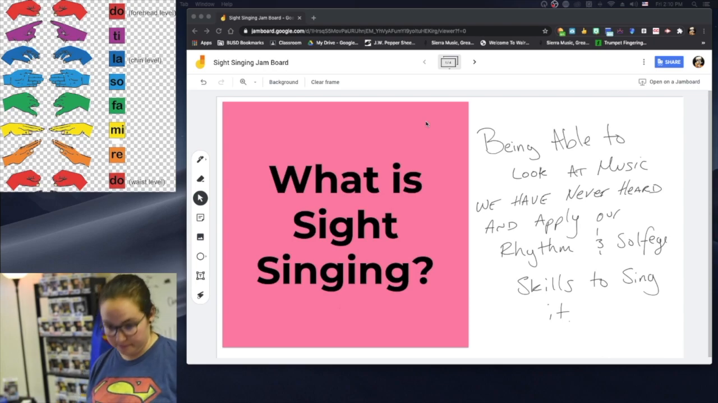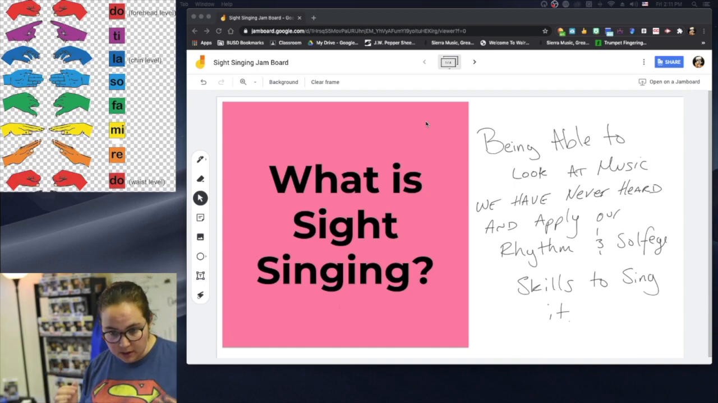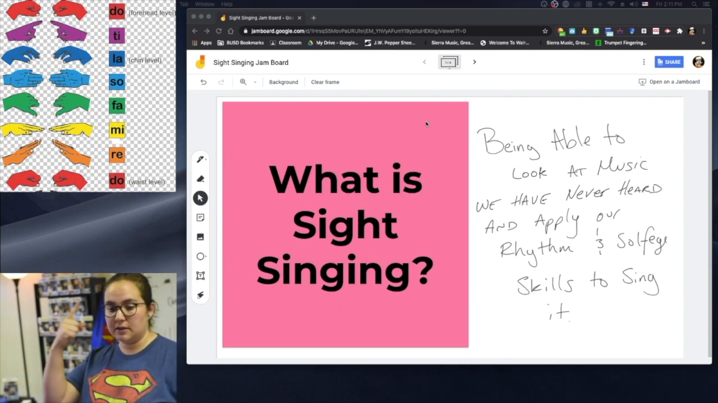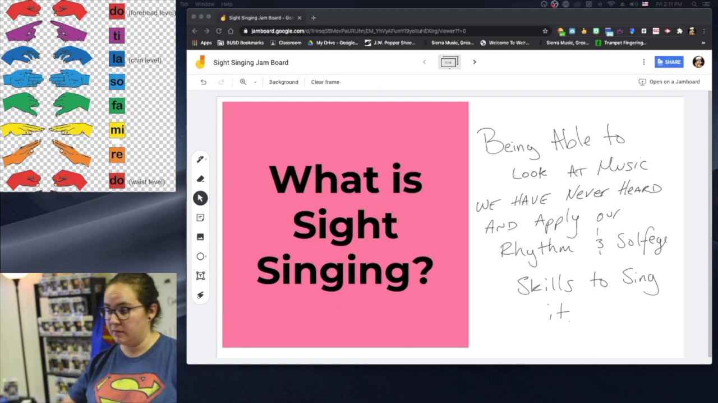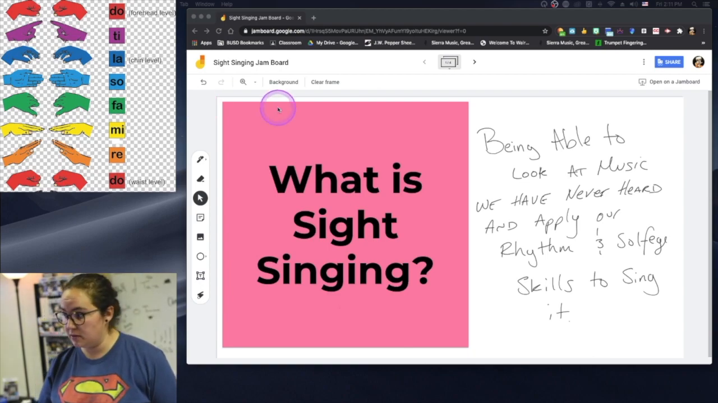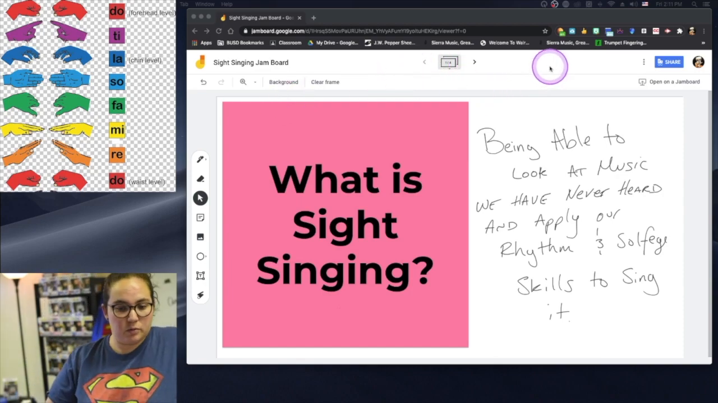You somewhat had a good response of being able to sing something, looking at it. Right. So the way we want to formally describe that is being able to look at music we've never heard before in our whole life, and apply our rhythm skills and our solfege skills to sing it. By rhythm skills, I'm talking about our ta, ti-ti, ta skills. And we also have these beautiful solfege hands that we can use to help us navigate pitches, right? We did that: do, re, mi, fa, sol, la, ti, do, ti, la, sol, fa, mi, re, do. We use those. So how do we apply those to our actual sheet music?